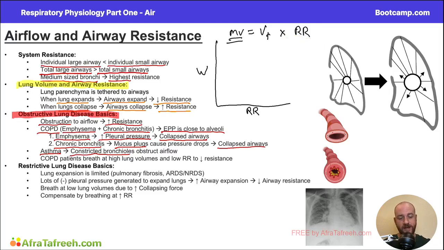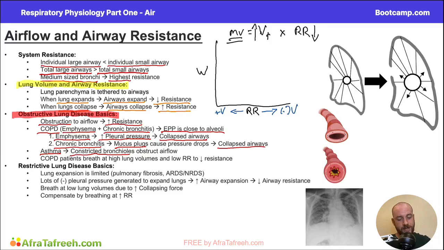So this means that if I increase my respiratory rate in order to maintain normal ventilation, I would also need to decrease my tidal volume. And furthermore, if I decrease my respiratory rate to maintain ventilation, I would need to increase my tidal volume. And so with this concept in mind, as we increase our respiratory rate on the x-axis, we're also going to be decreasing our tidal volume. And likewise, when we decrease our respiratory rate on the x-axis, we're also going to be increasing our tidal volume.